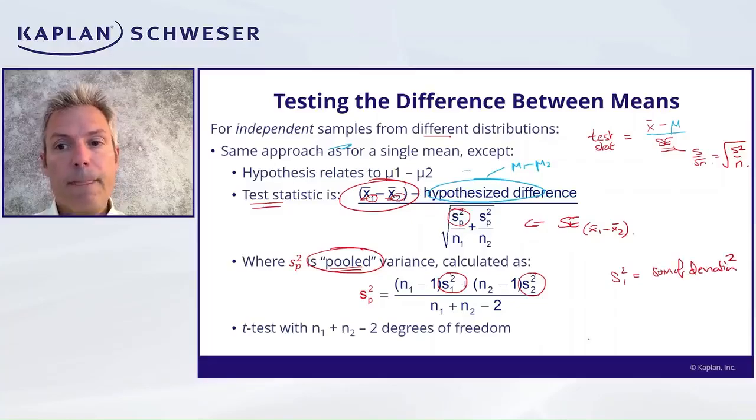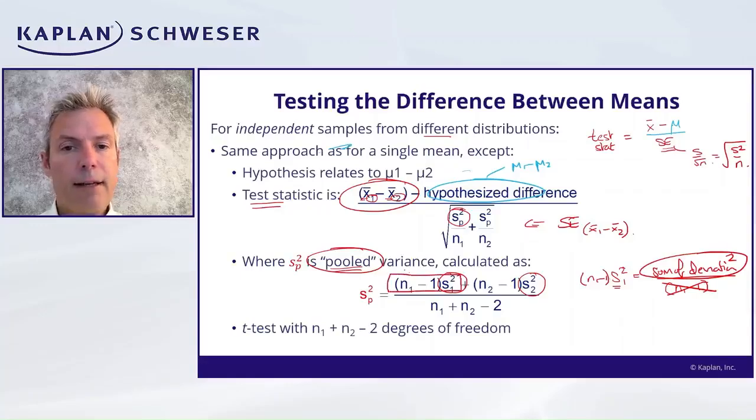I won't use Greek letters because they just get in the way. But as we know from our basic stats, S1 squared is the sum of deviations of the first sample from its mean squared, divided by N1 minus 1. That's called the degrees of freedom of that first sample. So when we multiply through by N1 minus 1, what we get is just the sum of the squared deviations from the first sample. That's what all of this is.